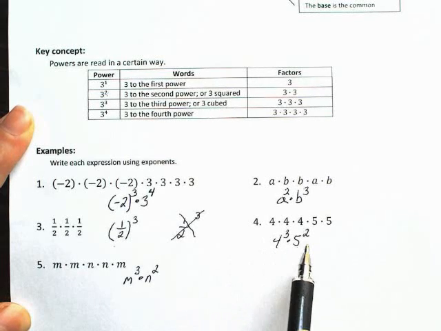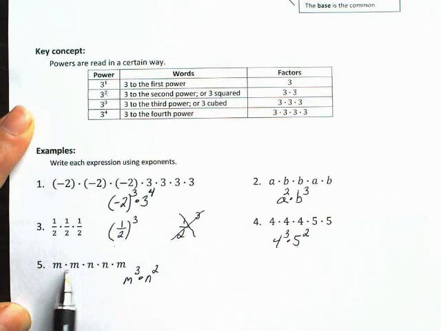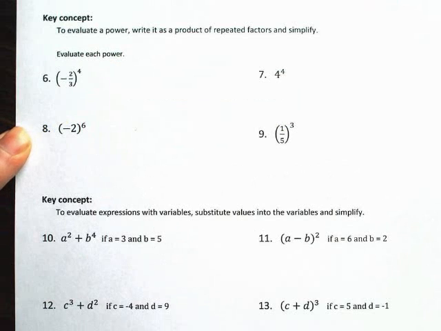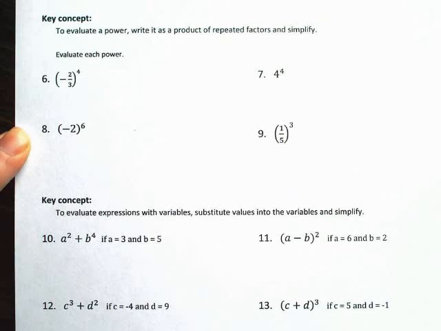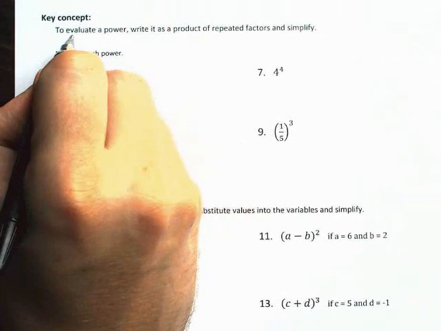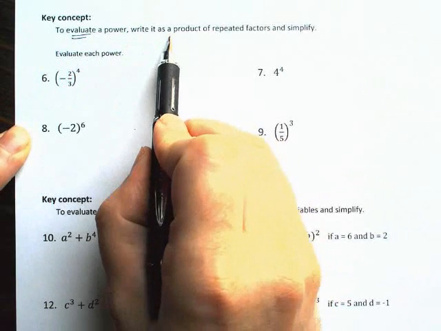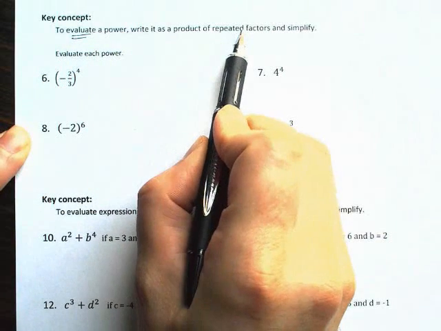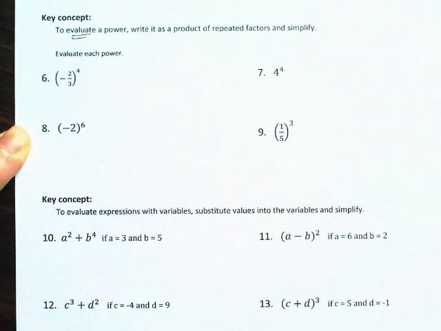Okay, here's problem 4, and then problem 5 using letters of the alphabet instead of numbers. Here's what that answer looks like. Now, the next key concept, still having to do with powers and exponents, to evaluate a power. Write it as a product of repeated factors, and then simplify.